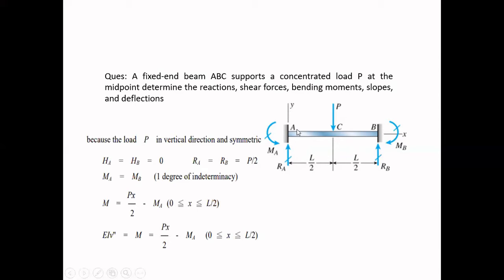Now we need to calculate the moment about any section, say X, whose distance is X from the end A. So the moment on the section will be Px by 2 minus Ma. This is P multiplied by X by 2 minus Ma, where Ma is the moment, and this will be from 0 to L by 2. Now, for this span, it will be Px by 2 minus Ma for 0 to L by 2. For the same thing, we will be putting this equation, that is EI V double dash, and we know this equation, that is EI V double dash is equal to M. So we'll simply calculate over here.